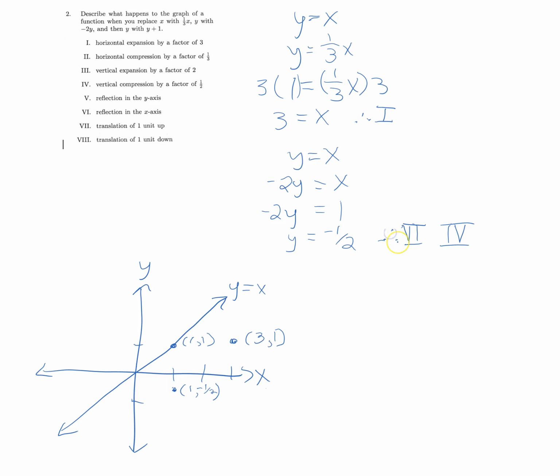Okay, so let's move to the last part of the question, which is replacing y with y plus 1. So we're going to start again with y equals x. I'm going to replace y with y plus 1. And again, in this case, I want to see what happens vertically, so I'll keep x the same. So y plus 1 equals 1. That gives me y equals 0. So in this case, my point is here at x equals 1, y equals 0. And I can see that in this case, what's happened is I've got a translation 1 unit down.